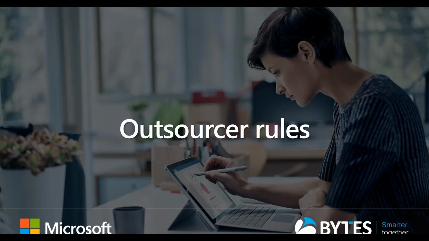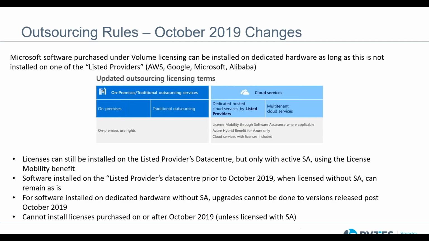So some outsourcer rules. When we're looking at outsourcer rules, there was a change in October 2019 that, basically, in short, in AWS you have the ability to have a dedicated host. Prior to October 2019, if you just had a license with no software assurance, you were able to move it to a dedicated host in a listed provider. That all changed in October 2019.